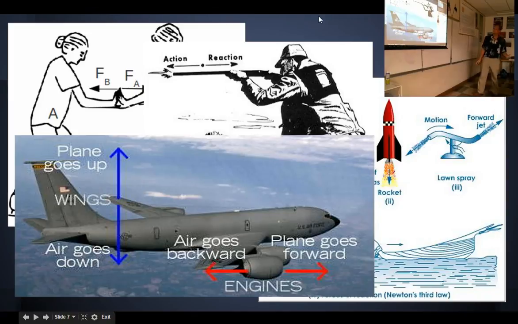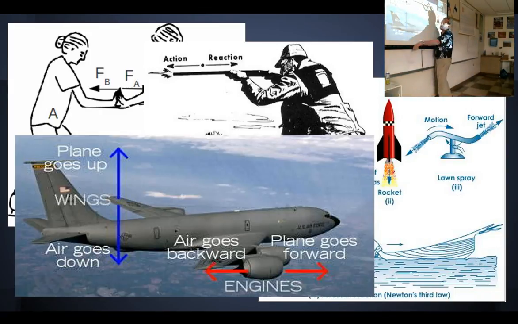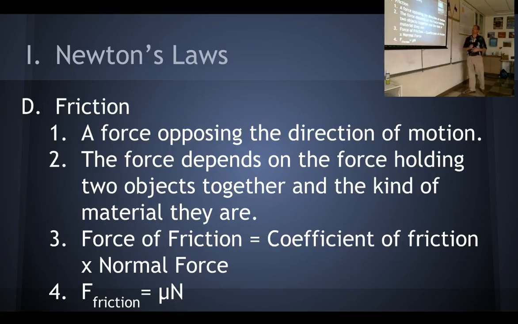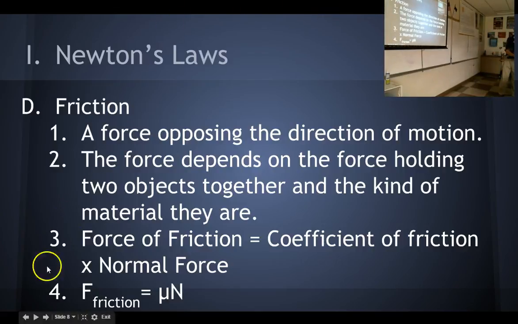Okay. So, just more examples. Engines thrust backwards, the plane goes that way. Air gets forced down by the wings, the plane goes that way. So, force pairs, okay? Last thing to talk about is friction.